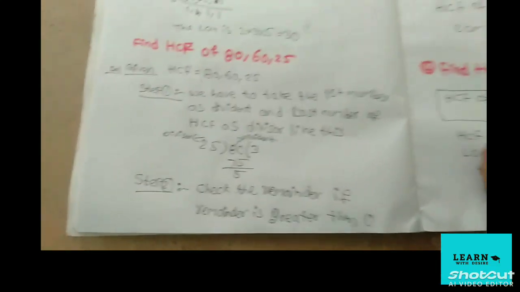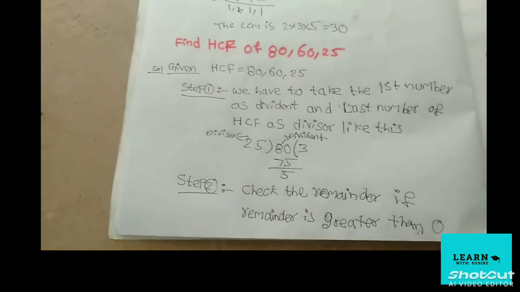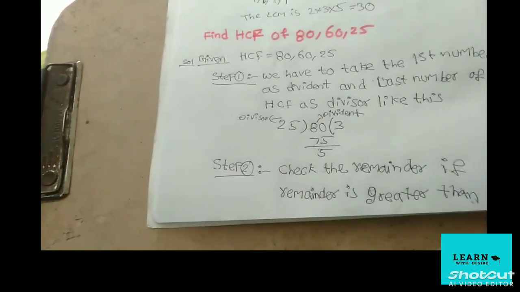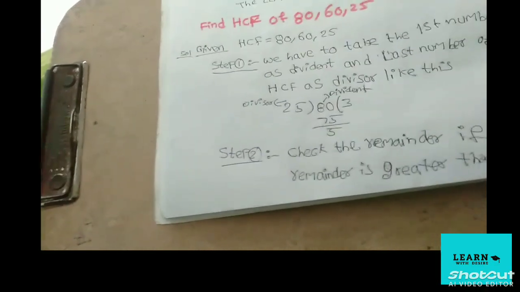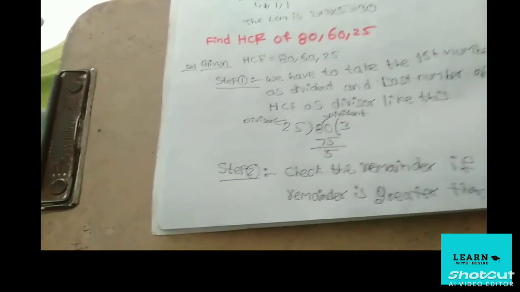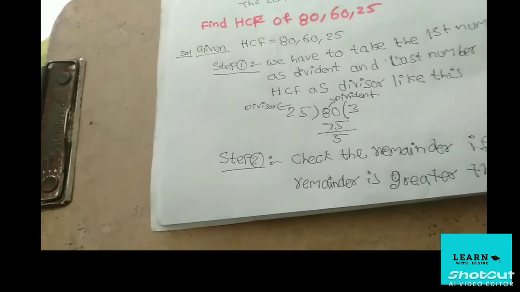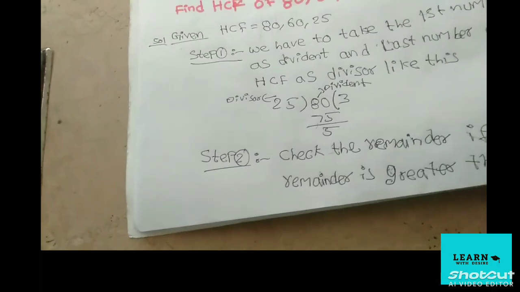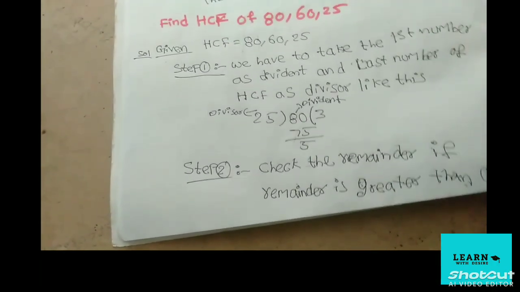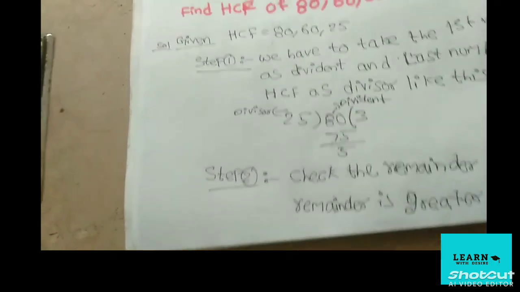how to find the HCF. For finding HCF, we have to take the first and last value of the given numbers. We take the first value as the dividend of the division and the last value as the divisor of the division, and start the division process. Repeat the division process until you get the remainder 0.